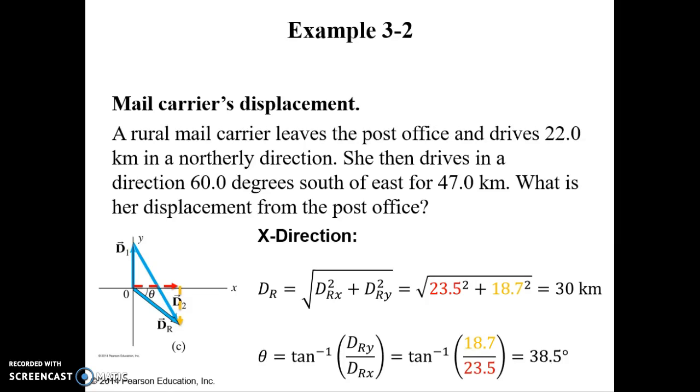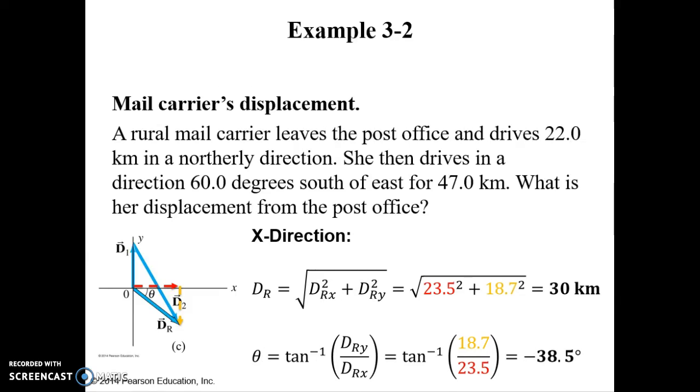When using inverse tangent to figure out the direction, you need to be aware of what quadrant your vector is in. Because when you use inverse tangent function, it actually gives you the reference angle. In this example, our resultant vector is in quadrant 4, and our reference angle is shown by theta, which equals 38.5 degrees. But since we're in the 4th quadrant, we need to put a negative sign in front of our degree, because it's below the x-axis.